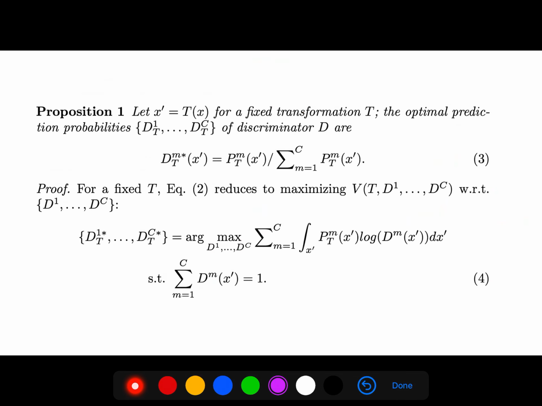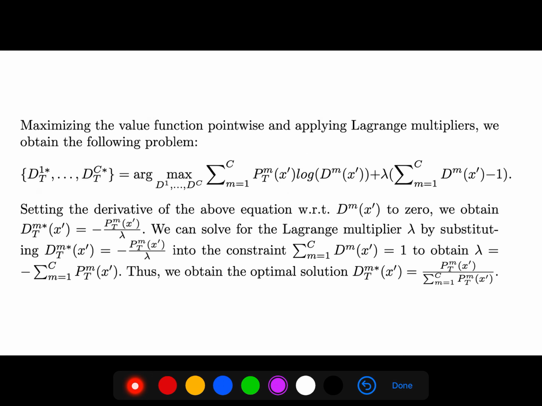Then the rest of that is just theoretical in this paper. For example, let X prime for a fixed transformation, the optimal probabilities, you can derive it like this, which is very intuitive. And maximizing the value function pointwise and applying Lagrange multipliers, we obtain the following problem. This is our Lagrange multiplier. Because we want the domain to be 1, so this is our constraint.